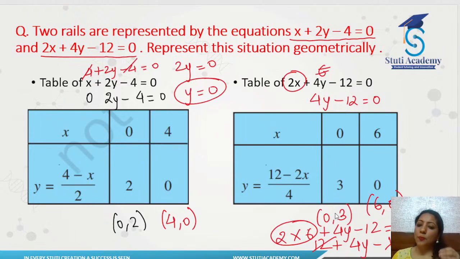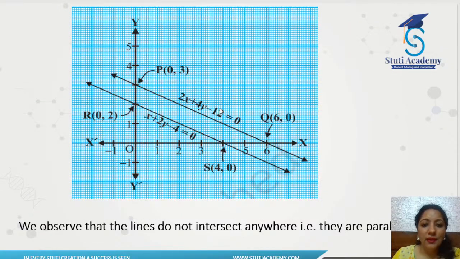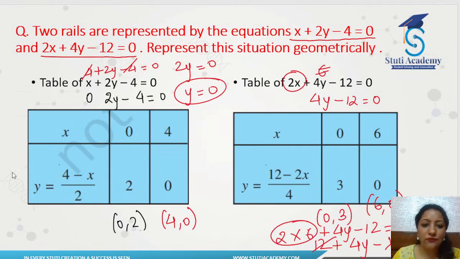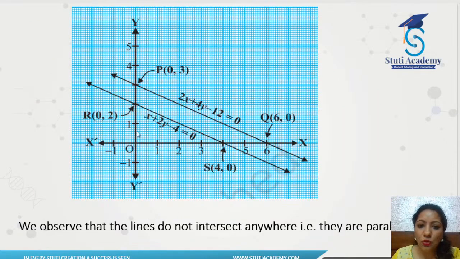Now we'll take the points 0, 3 and 6, 0. We are going to plot them on the Cartesian plane and we'll neatly draw a line passing through both of them. Let us see what do we get. Okay. Now this is the graph which we are getting. So coming back to this, 0, 2 and 4, 0. We have 0, 2 here. Then we have 4, 0 here. These are the solutions for the first equation. We have plotted these points and we have drawn a line passing through both of them.